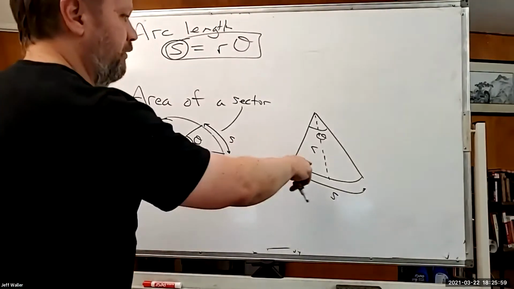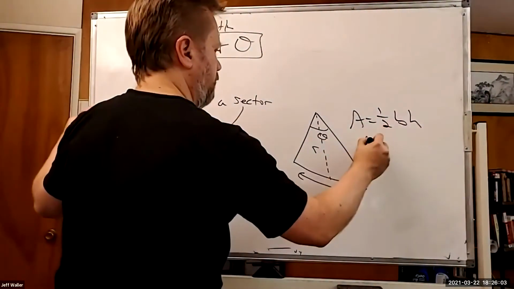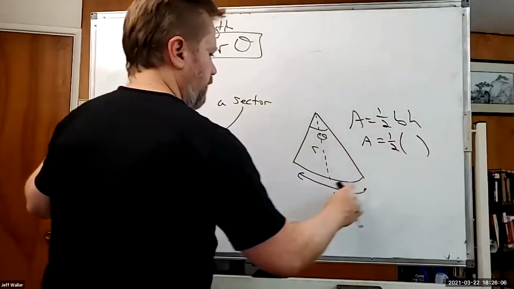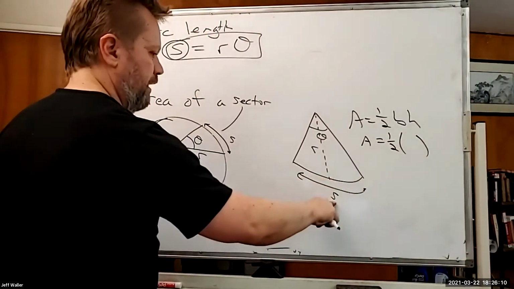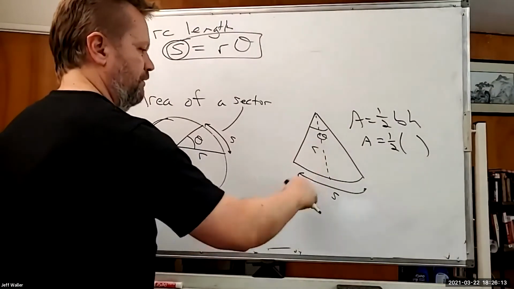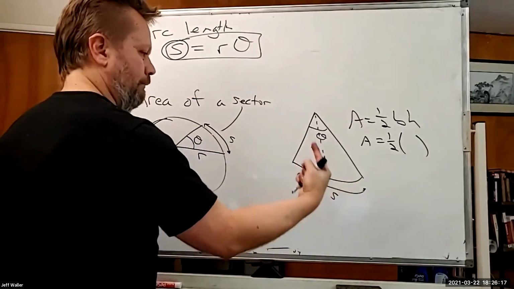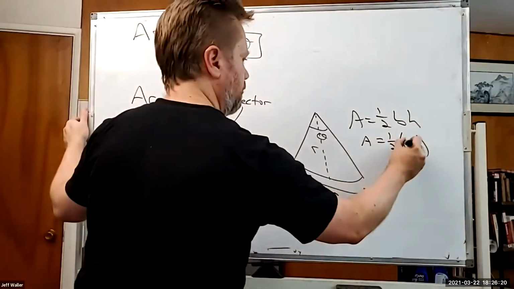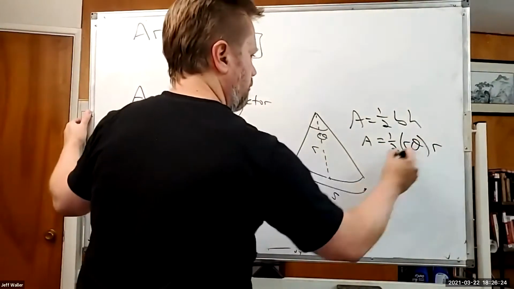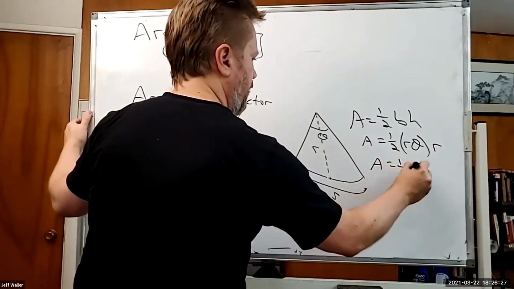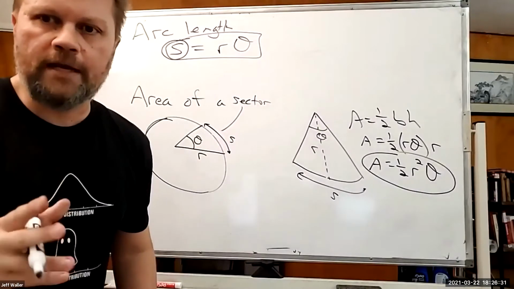What would the area be if I do look at this as a triangle? Wouldn't the area be 1/2 the base times the height? Wouldn't it be 1/2? How long is this? Who remembers what the length of this is? Not just S. I mean, what's the length of this? R theta. And then the height would be R, right? That is the actual formula, 1/2 R squared theta. That is the formula for the area of a sector.